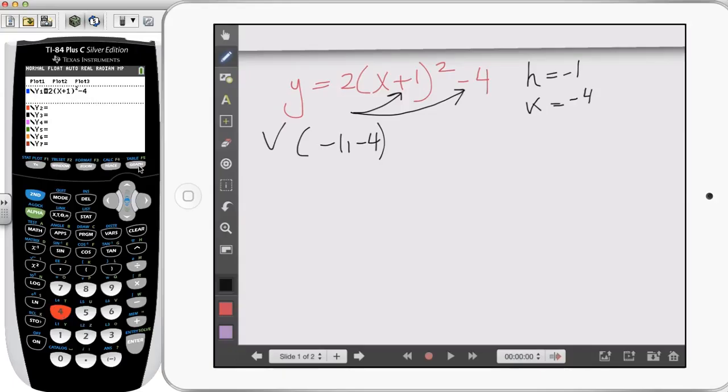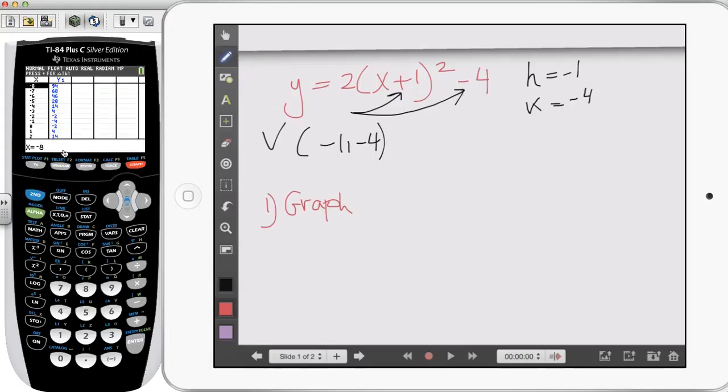So first, let's graph it. Step number 1 is always to graph. Now as you can see, it's a parabola that opens upward. Let's go to our table and see if we can find the vertex. Okay, as you can see, (-1, -4) is my vertex because the y values reflect. So that is a pretty point. I was able to find it off the table.